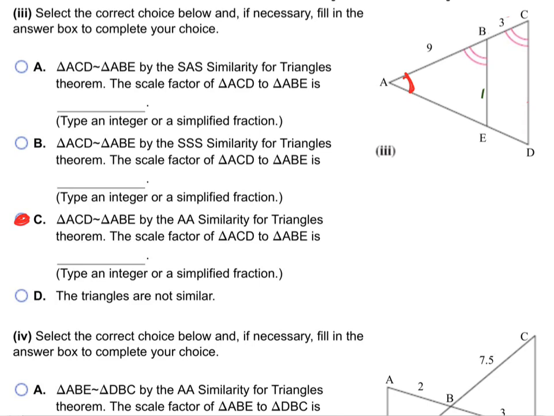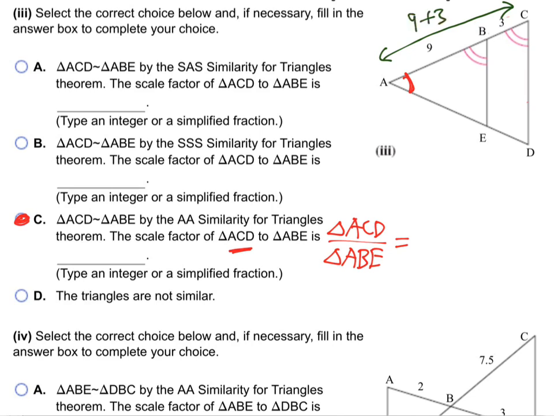Now, this one's a little more tricky on ratio. How about I give you a chance to think about it? They're saying triangle ACD. So set up the fraction. ACD to triangle ABE. ACD to ABE. 12? Yeah, right? Because this right here, this is the top of the big triangle. And so what is the top of the big triangle? How long is that? That's got to be 12, doesn't it?